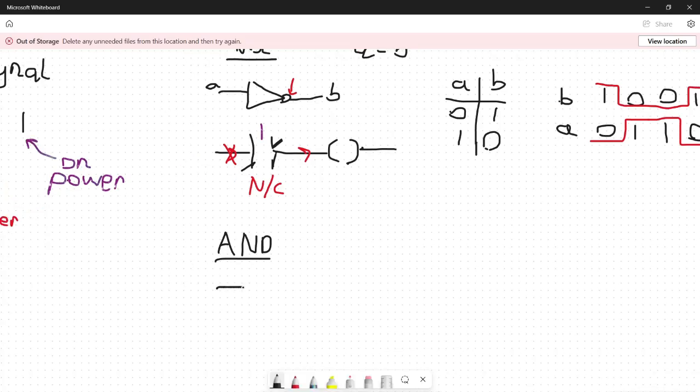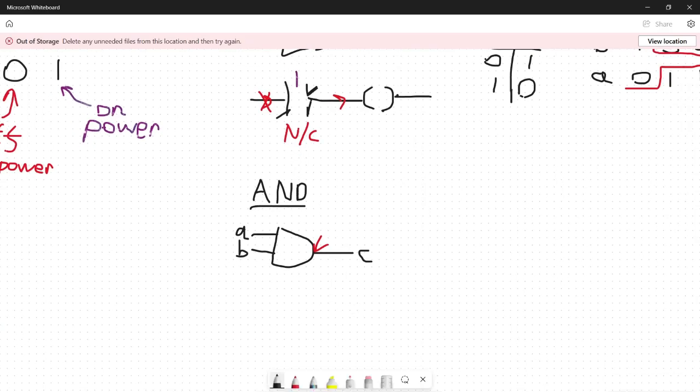Let's look at the symbol. The symbol for an AND gate is this curled shape. And you notice here that there is no dot, meaning it's not going to be an inverter. It's not going to have a normally closed switch. So this is our A input, our B input, and our C input.